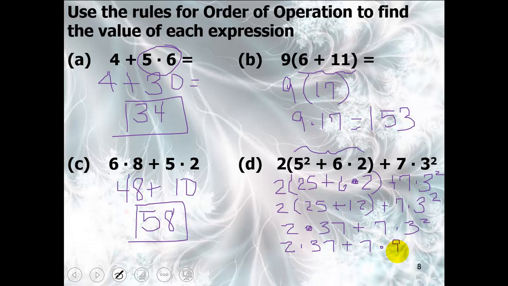37 times 2 is 74. Plus 7 times 9 is 63. And now I can just add them together and I get 137. Okay? It is just imperative.